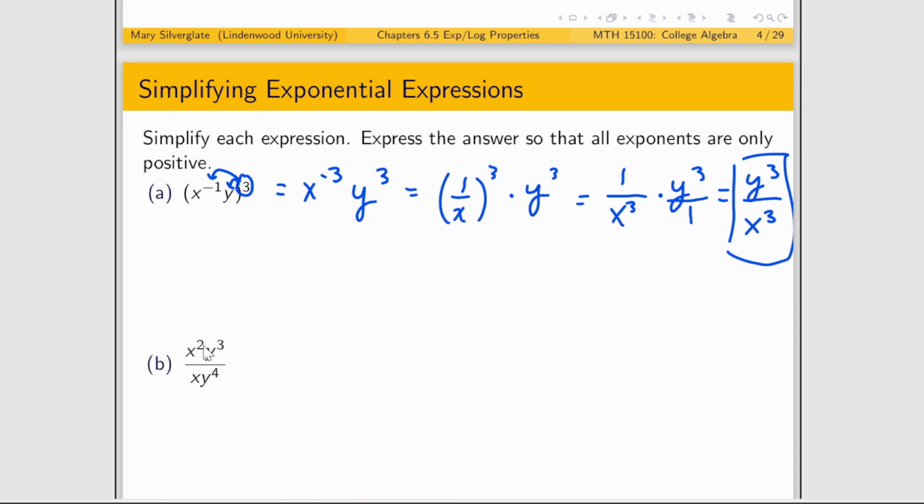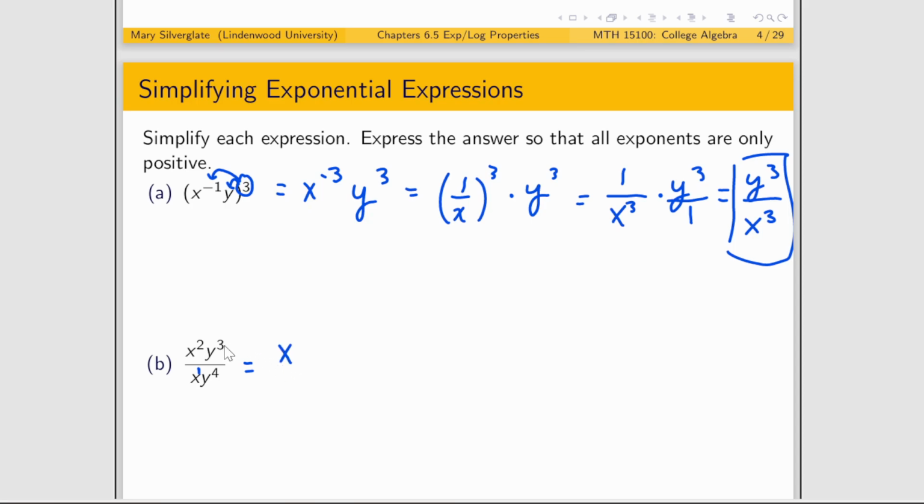For this next problem, I would first deal with the fact that we have common bases where their exponents can be subtracted because they're being divided at the moment. So for the x's, that is x to the second divided by x to the first. That's secretly the exponent there. So we subtract those exponents. That becomes 2 minus 1, which is just x.